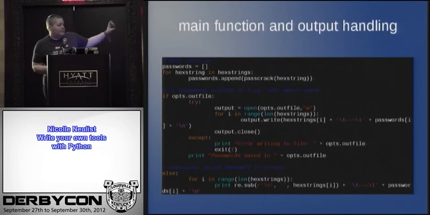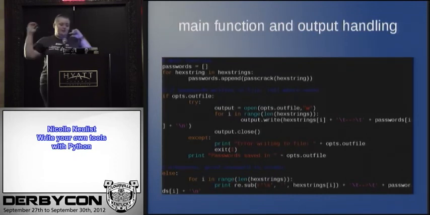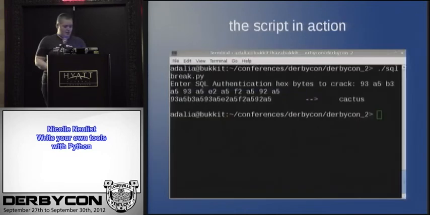And then below that, if it's defined as an output file, then it writes line by line, this is the hash, this is the password, this is the hash, this is the password. Else, it prints it to the screen. This is just not using any input or output files. You call it, it asks for the bytes. I put the bytes, I kept the space from the packet dump because I know that it would strip them out for me. Then it prints the dump, blah, A5, blah, A5. And so 9.3, A5, B3, A5, etc. is just the word cactus in cruddy SQL authentication.